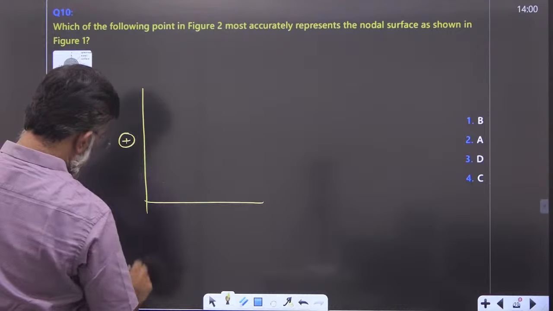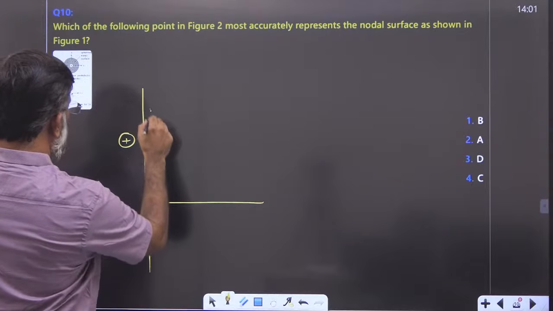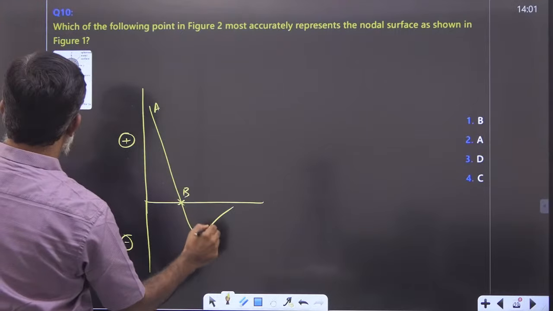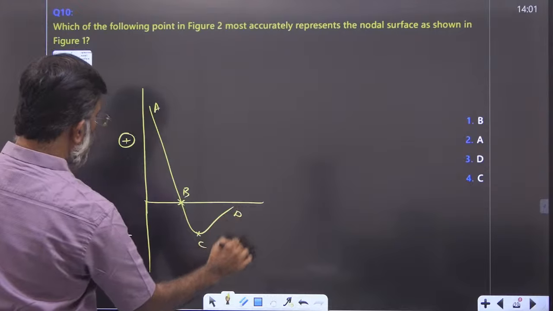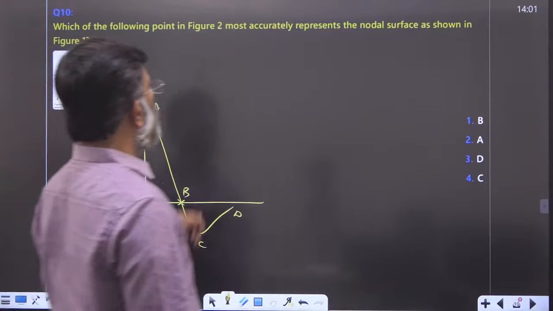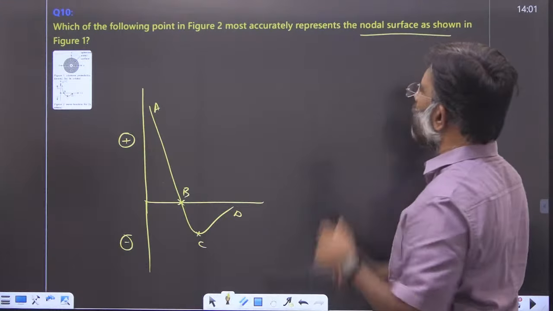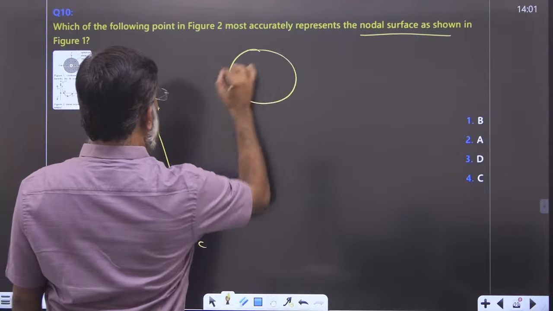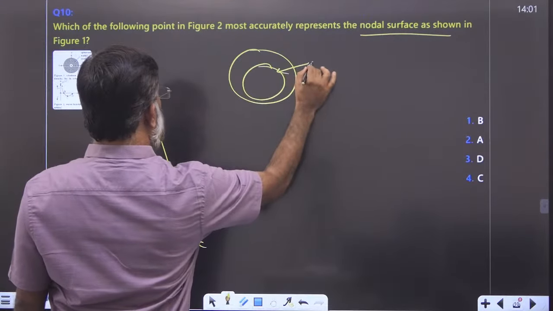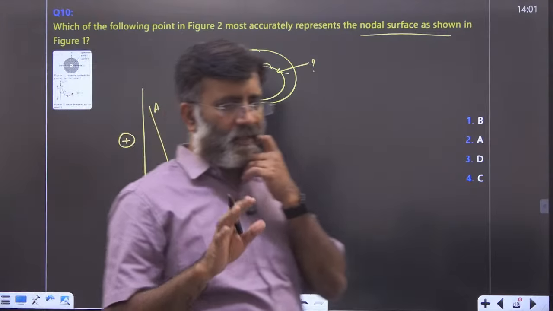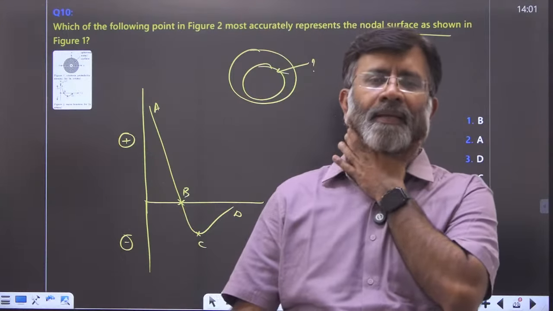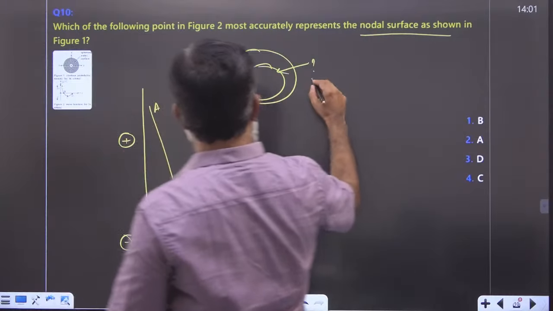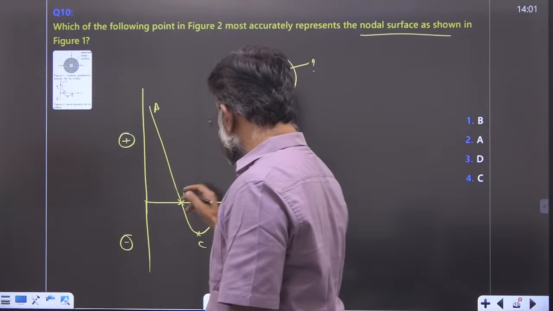ഇവിടെ പ്ലസ് ഉണ്ട്, ഇവിടെ മൈനസ് ഉണ്ട്. The graph is going like this. Here A, here it is B, here it is C, here it is D. Nodal surface എവിടെയെന്നാണ് ചോദ്യം. Nodal surface corresponding to this area. There is a nodal point given. Definitely nodal surface എന്നല്ലല്ലോ പറയേണ്ടത്. Spherical node ആണ് കേട്ടോ. Spherical node ഒരു ഡയഗ്രത്തിൽ മാർക്ക് ചെയ്തിട്ടുണ്ട്. അത് ഇവിടെ എവിടെയെന്നാണ് ചോദ്യം.